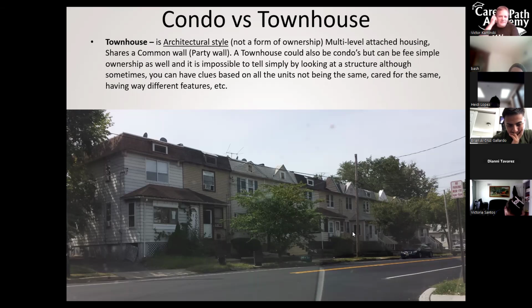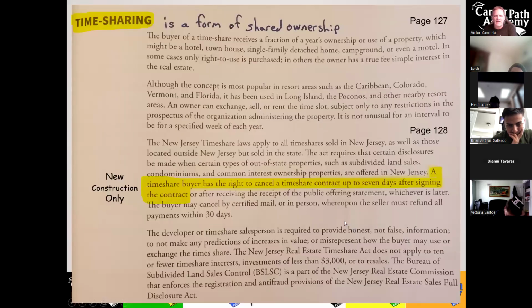So, timeshares. Anybody ever hear of a timeshare before? Time sharing or timeshares? Let's just highlight this title, time sharing, and right next to it is a form of ownership. Page 127. Time sharing is a form of ownership.